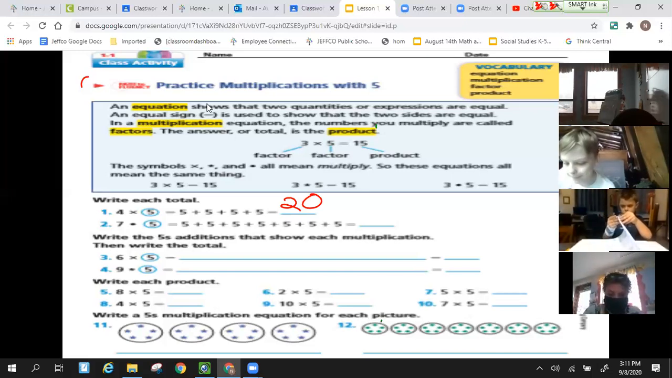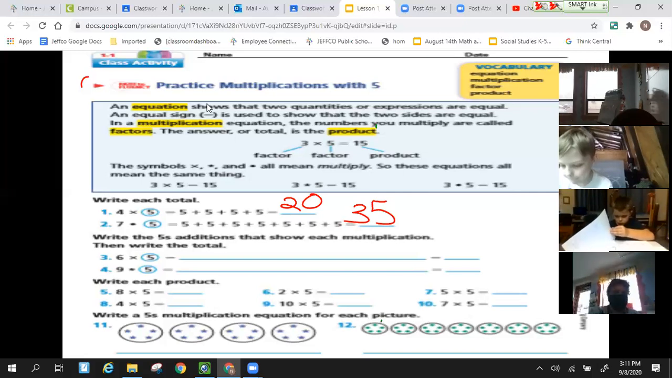If I'm going too fast, just tell me. 35. We can double check it. 5, 10, 15, 20, 25, 30, 35. Wow, you guys are rocking it. Let's keep going. Write the 5 additions that show each multiplication, then write the total. Oh, we got to write some 5s. Let's see if we can do our best.